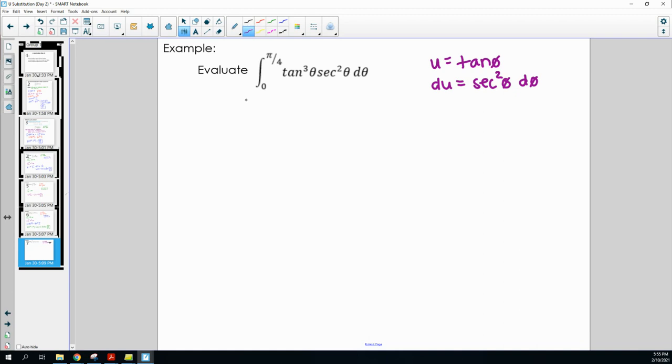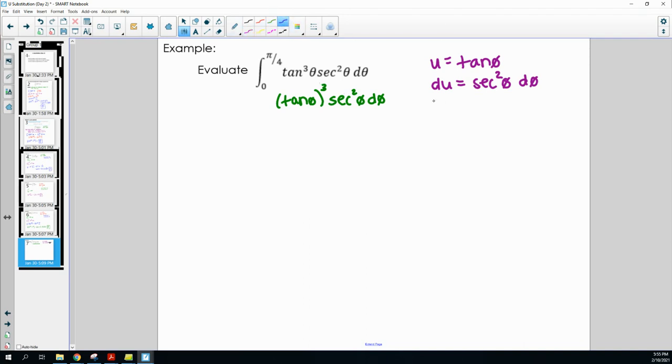I am going to change my bounds. But before I do that, let me just rewrite this. So when I have this tan cubed, remember that that's the same thing as saying tan of theta quantity cubed, which is another way of writing it. So when we go to replace the stuff with u, we'll be able to see that it's going to be u to the 3rd. We'll come back to that.